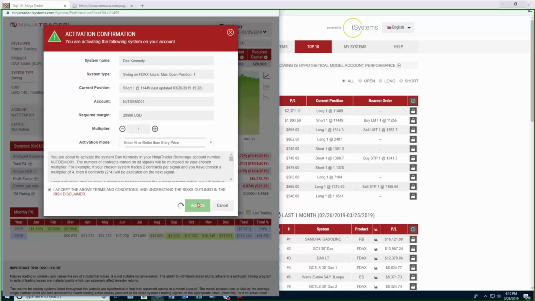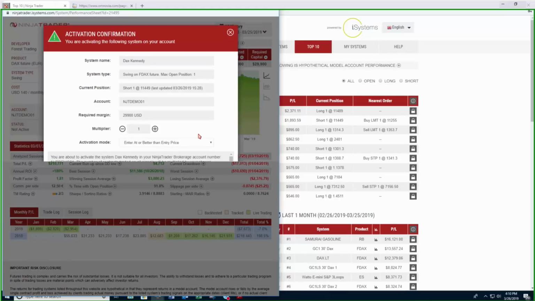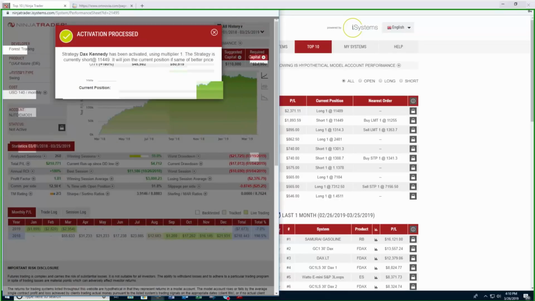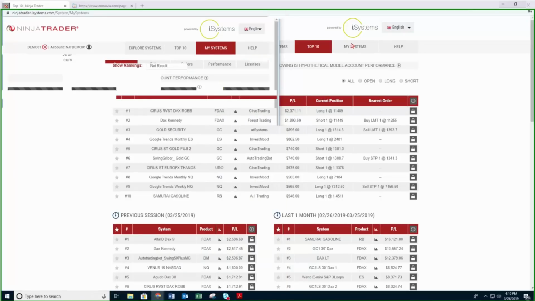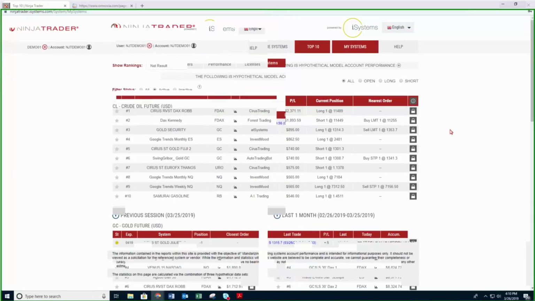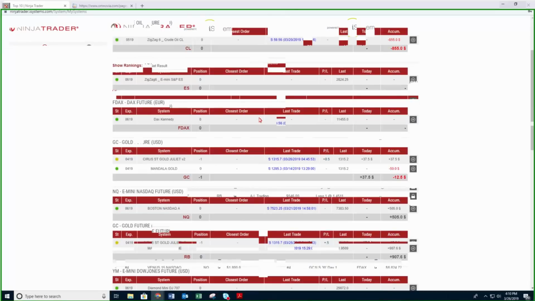So here again, accept the disclaimer. And if the market was open, I would have sold one at the market if I did it immediately, and instantly stops and everything else is processed directly into your account. And then your My Systems page changes. We'll go back over here. So now you've got your DAX in there and it's going to get in.